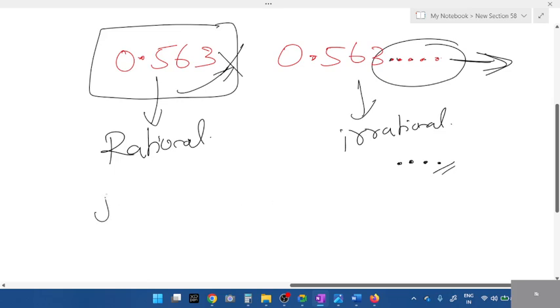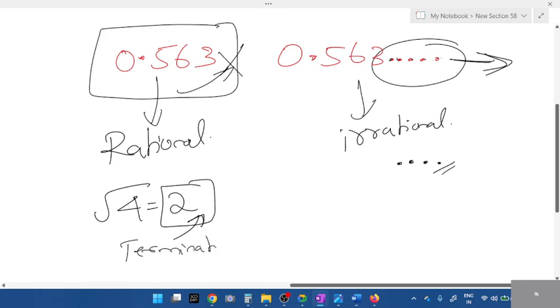Okay, in the same way, if I take root 4, rational or irrational? What is root 4? The answer is 2. What kind of number is 2? Do we have any value after 2? Has it stopped? If it's stopped, it is terminating. Terminating comes under which one? Terminating comes under rational.